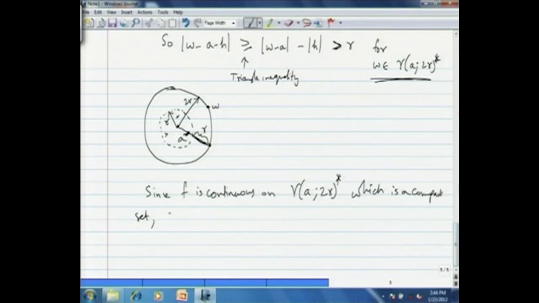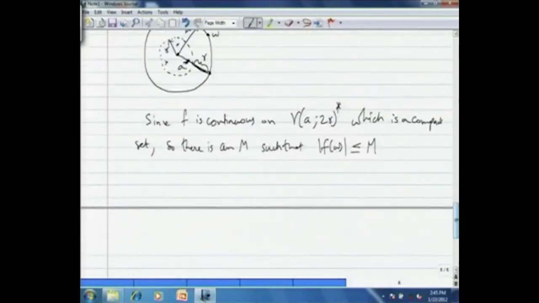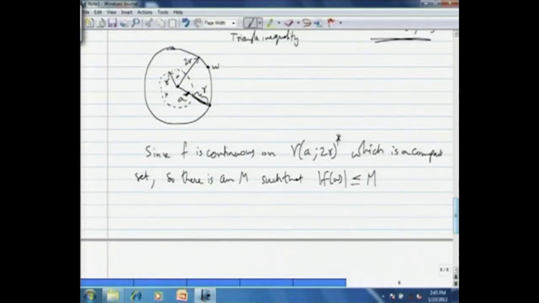So, there is an m such that the modulus of f of w is less than or equal to m. f is continuous and the modulus is a continuous function. So, the modulus of f is a continuous function on this compact set, so it assumes a maximum value. And then the modulus of f of w is bounded.